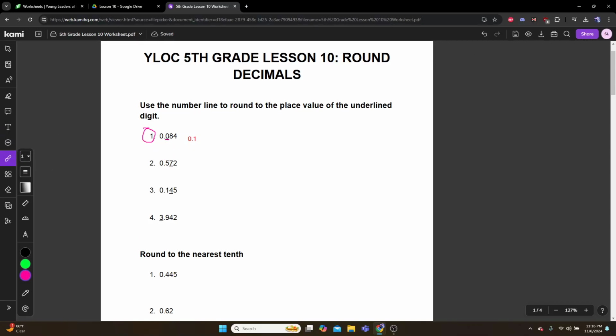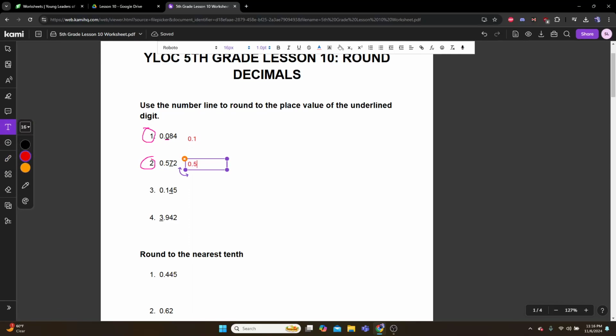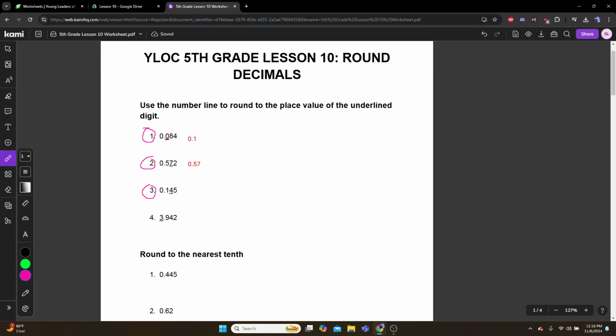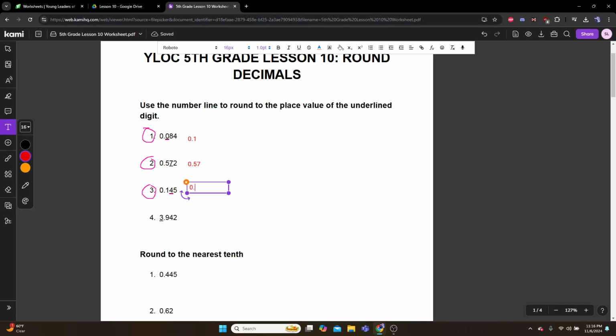Now let's try number 2. So we see that the underlined number is 7, and then if we look at the number after, we would round down. So this would just be 0.57. Now let's look at number 3. The underlined number is 4. We look after, since it's 5, we round up. So it would be 0.15, since we round the 4 up to a 5.